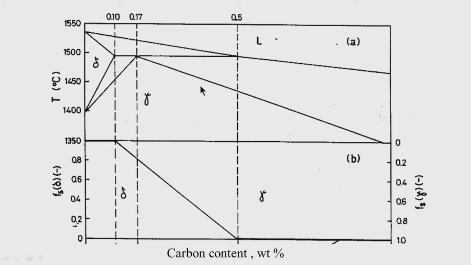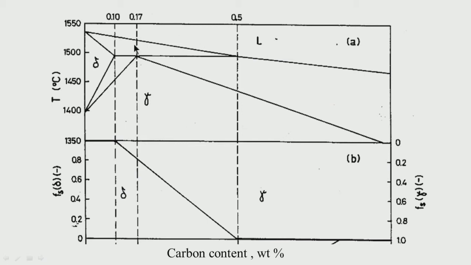So, when we are in this region, that means 0.1 to 0.17, initially liquid, then delta plus liquid, then we have gamma plus delta, and finally gamma. That means at temperatures lower than the peritectic temperature, solidification is complete at this point. Now, when you are in this carbon range, that means 0.17 to 0.5, what is happening?